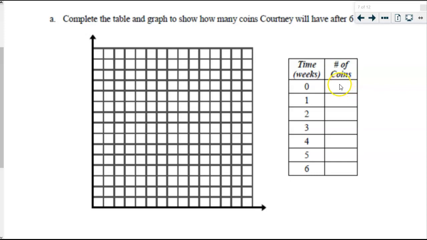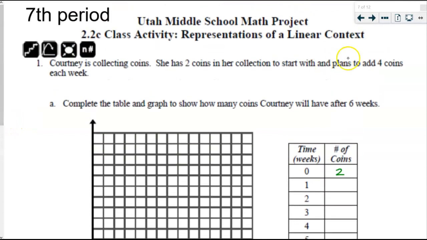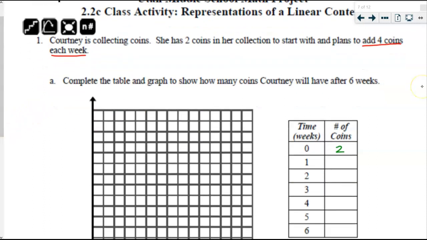Aaliyah, are you sure? Read the situation one more time. How many coins does she have? 2. Yeah, she has 2 coins to start with. But now 1 week has passed. And what happens in a week? She adds 4 coins. So how many coins does she have at the end of the first week?